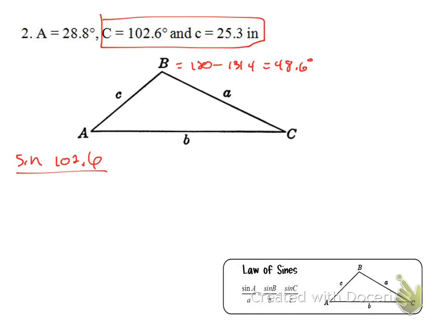Okay? So, since we know angle C and side C, use that ratio in your proportion to find all the other side lengths, right? So, let's see, we've got this angle A, so why don't we go find A really quick. And then we're going to cross multiply this, and A is what you get when you take 25.3 times the sine of 28.8. Make sure you hit enter on that, and then hit divided by, because we're going to divide by sine of 102.6. And that will get you 12.49 inches.